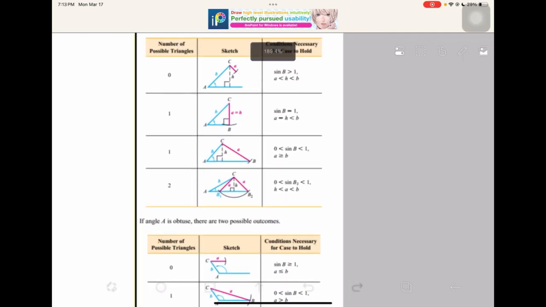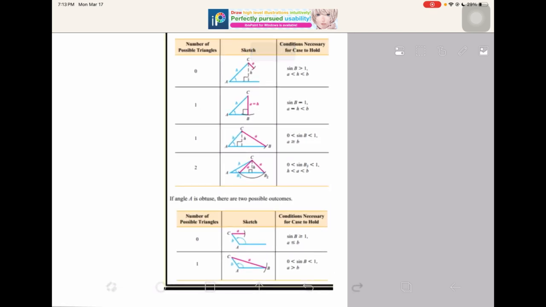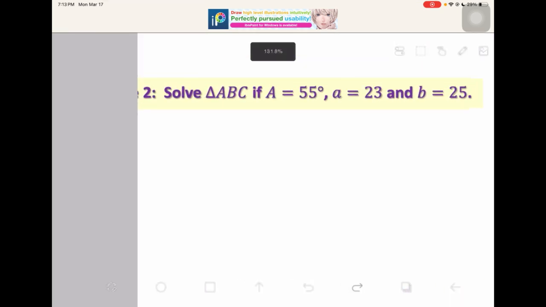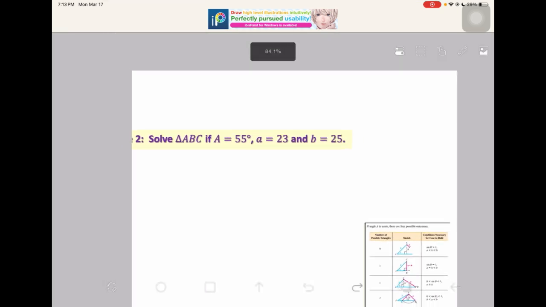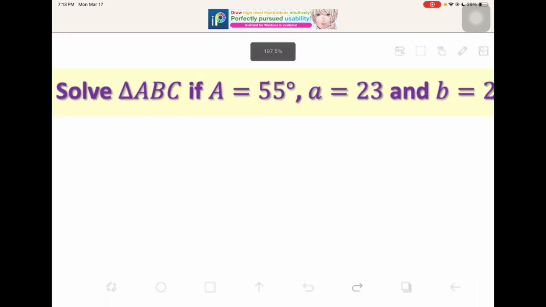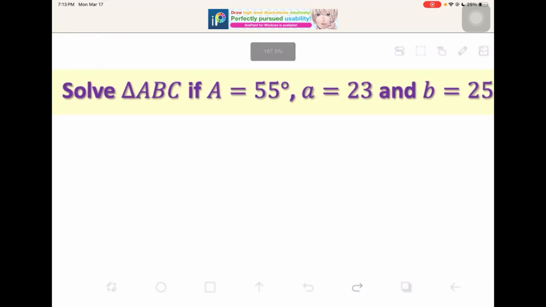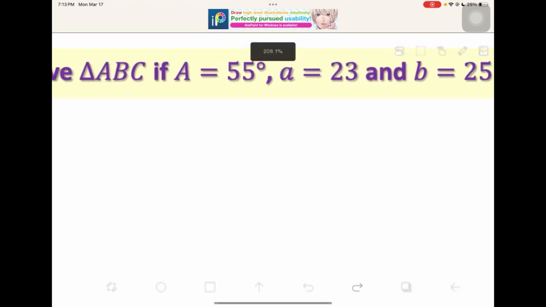Alright, so this is a pretty tricky one, and there's literally 6 cases to memorize, so yikes. First and foremost, we're just gonna take a quick look at this one. We're gonna try to illustrate as many cases as we can. Alright, so we're gonna illustrate this triangle. Solve a triangle ABC if angle A is equal to 55 degrees, a is equal to 23, and b is equal to 25. So first, let's draw the 55 degree angle.